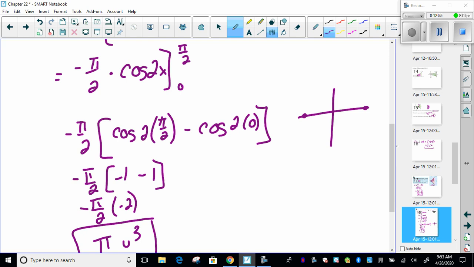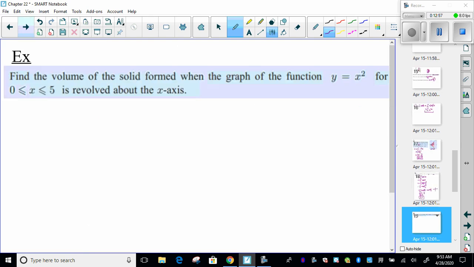Okay, last example is the following. Find the volume of the solid formed when the graph of the function y equals x squared, for x greater than or equal to 0 but less than or equal to 5, is revolved around the x-axis. So this one, you could graph this so you have an idea of what it looks like. A parabola through the origin, and I'm going from 0 to 5, and I'm finding this shape that's revolving around.